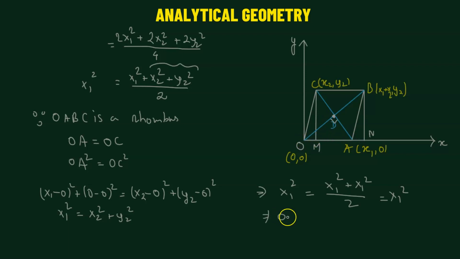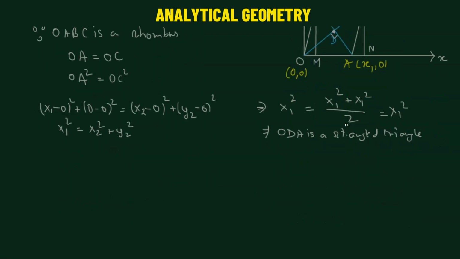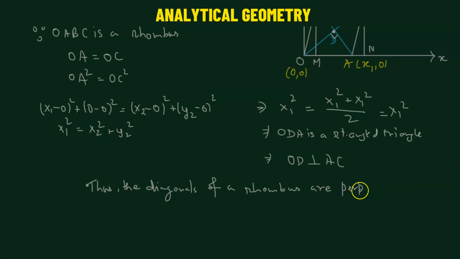So that means ODA is a right angled triangle. Which means that we can say that OB is perpendicular to AC. This implies OD is perpendicular to AC, and we can finally say, thus, the diagonals of a rhombus are perpendicular to each other. Hence proved.